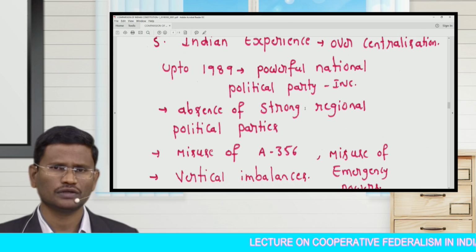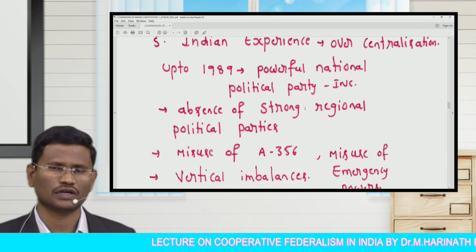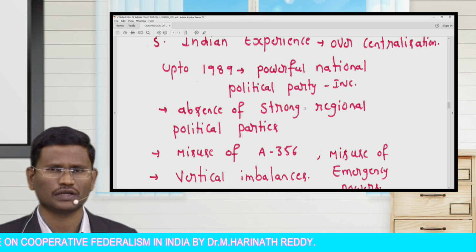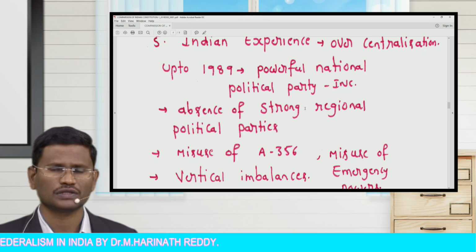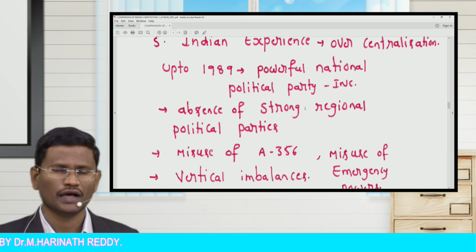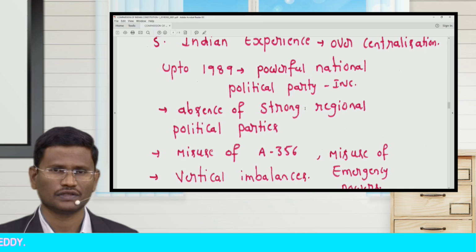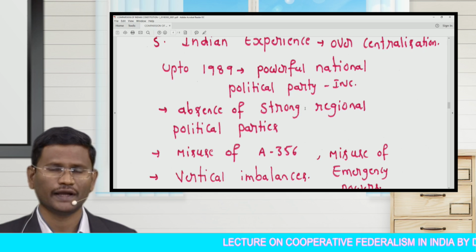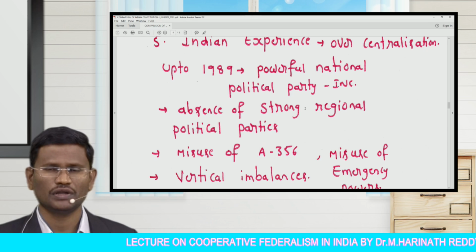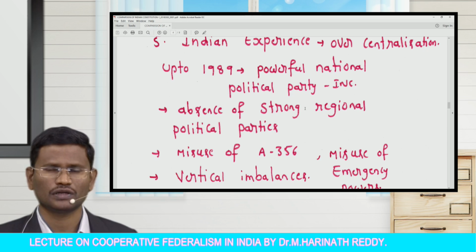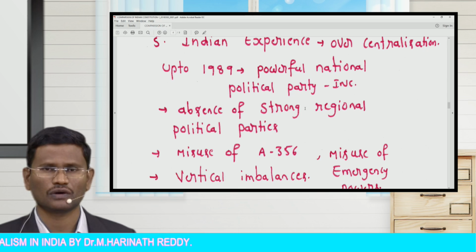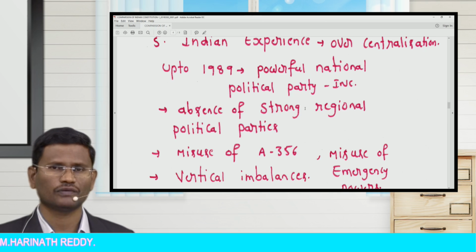Up to 1989, there was dominance of the Indian National Congress party, and there were no strong regional political parties. In addition to this, the period also witnessed the rampant misuse of Article 356. It's not only by the Congress party; even the non-Congress governments in the period before 1989 have rampantly misused Article 356. So that's the experience of Indian federalism. Indian federalism was seriously strained before 1989, on one hand because of domination of one political party working in the unitary style, and then misuse of Article 356 by the governments at the national level.